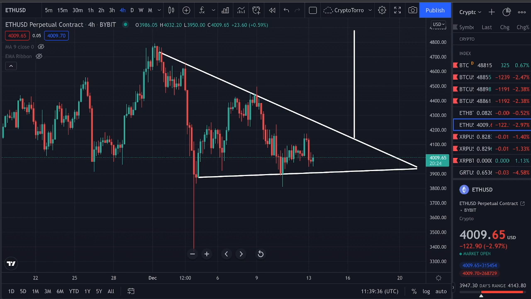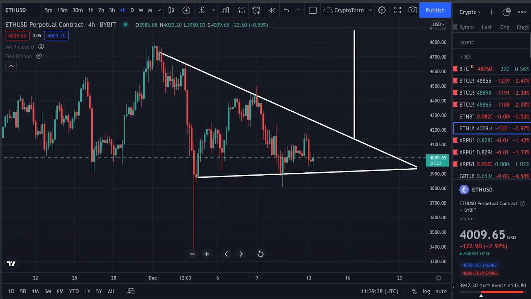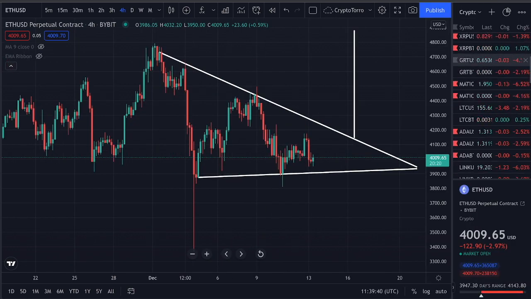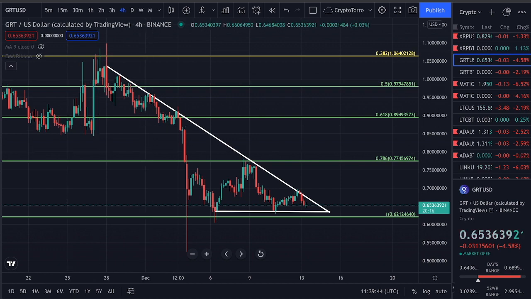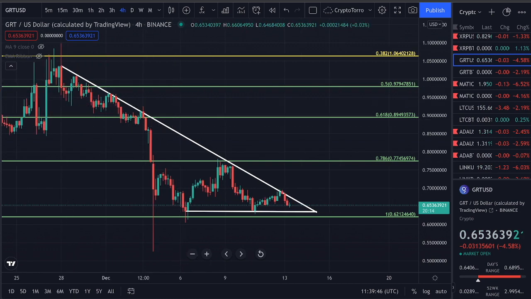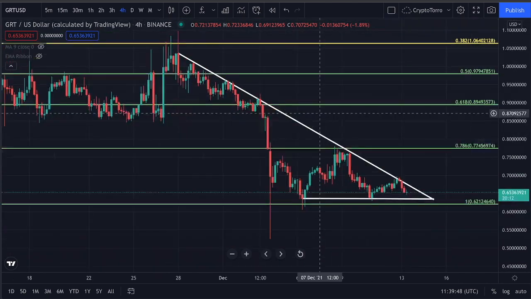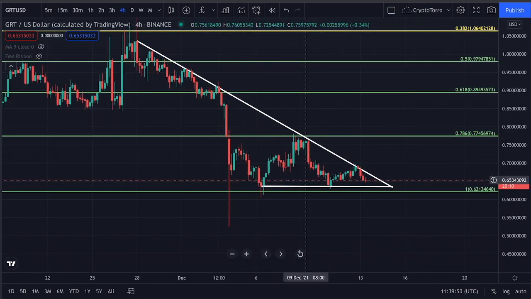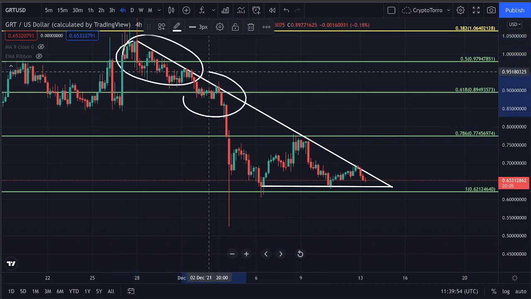This being said, I would like to get started right away on the graphs and take a quick look at how the price action is currently developing itself. So on the 4-hourly time frame, what you can immediately see is that we are right now trading inside of this descending triangle.